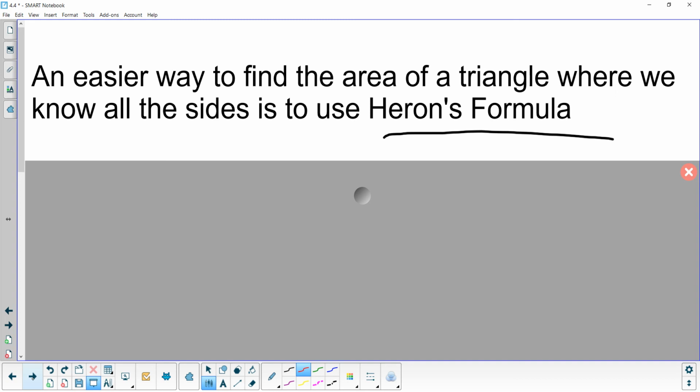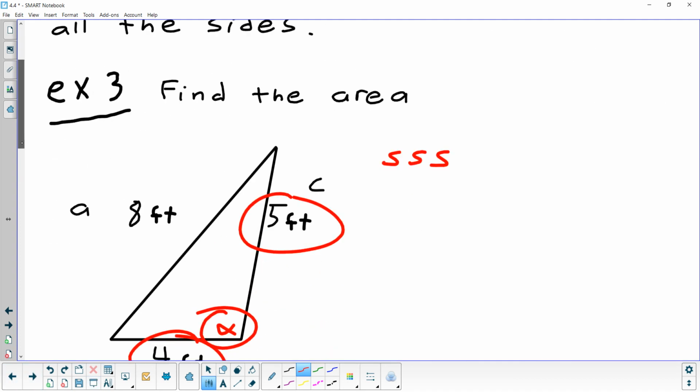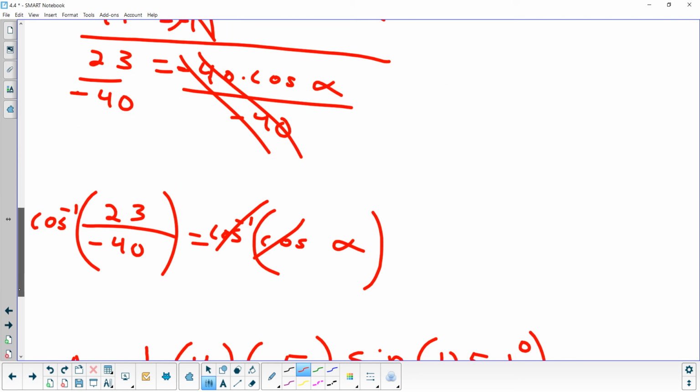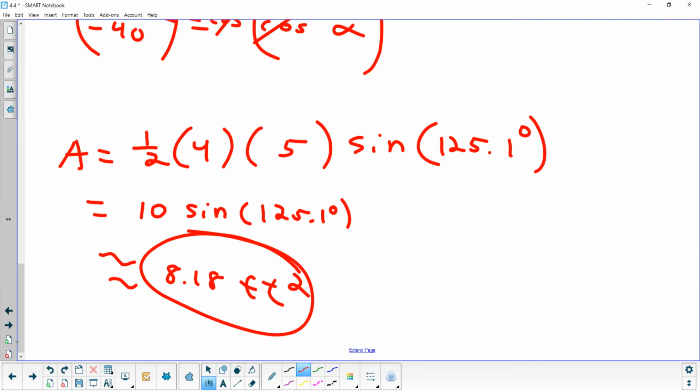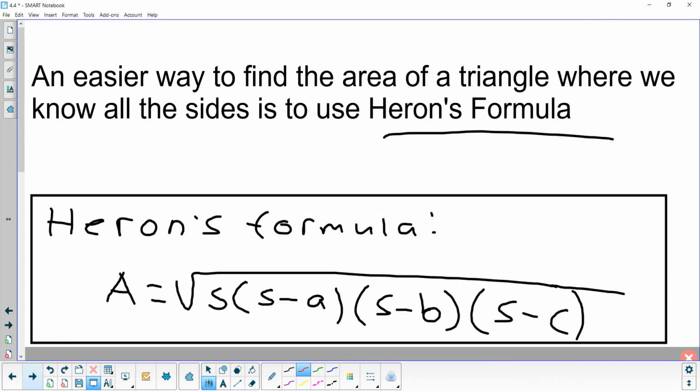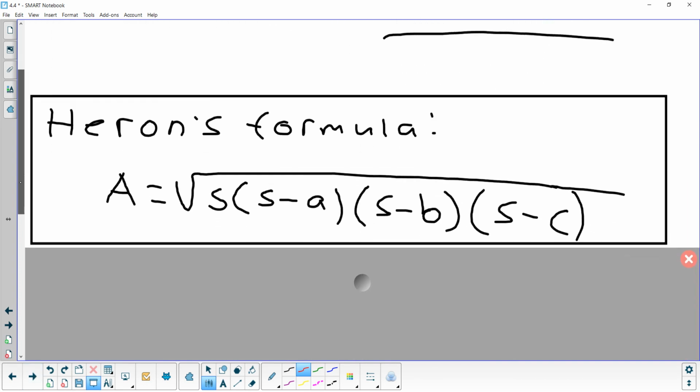Heron's formula basically does the law of cosines for you. You don't have to do it, but you have to remember what the formula is. So the first problem we'll do is we'll go back and we'll do this one again, but we'll do it with Heron's formula, and we'll see if we get 8.18. That's Heron's formula. I still think that saves time from doing law of cosines.